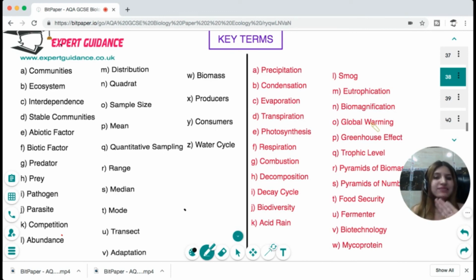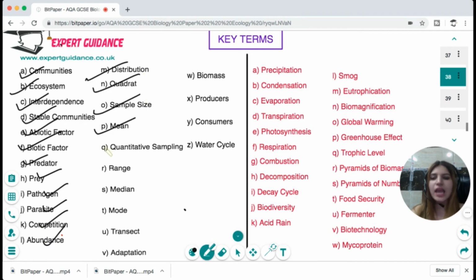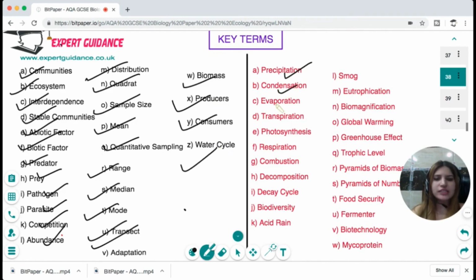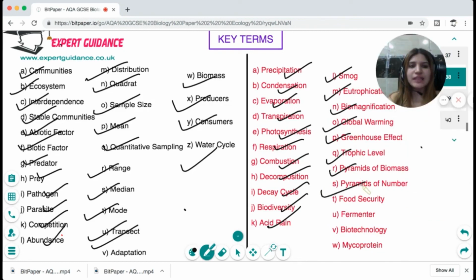Now you should know and define all these key terms. You should know what is a community, ecosystem, interdependent, stable communities, abiotic factor, biotic factor, predator, prey, pathogen, parasite, competition, abundance, distribution, quadrat, sample size, mean, quantitative sampling, range, median, mode, transect, adaptation, biomass, producers, consumers, water cycle, what is precipitation, condensation, evaporation, transpiration, photosynthesis, respiration, combustion, decomposition, decay cycle, biodiversity, acid rain, smog, eutrophication, biomagnification, global warming, greenhouse effect, trophic levels, pyramids of biomass, numbers, food security, fermenter, biotechnology, mycoprotein.